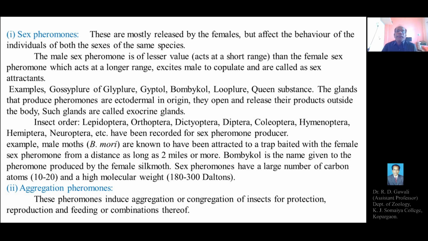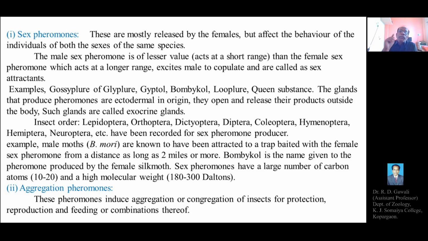The insect orders Lepidoptera, Orthoptera, Dictyoptera, Diptera, Coleoptera, Hymenoptera, Hemiptera, Neuroptera, etc. have been recorded as sex pheromone producers. So these are the different orders of the class Insecta which produce sex pheromones that excite or stimulate the members of the same species to undergo breeding activities.